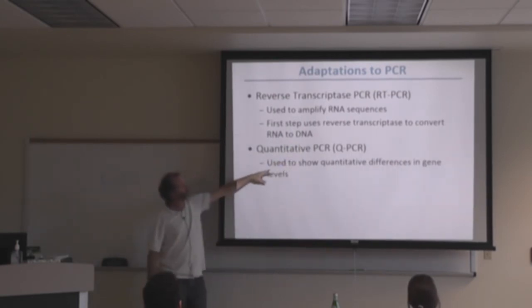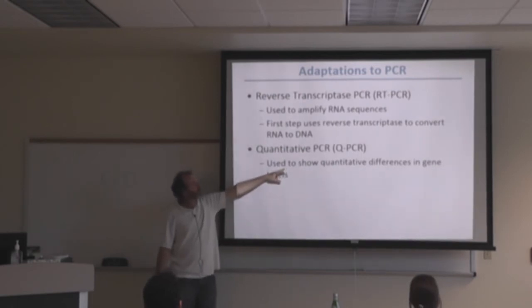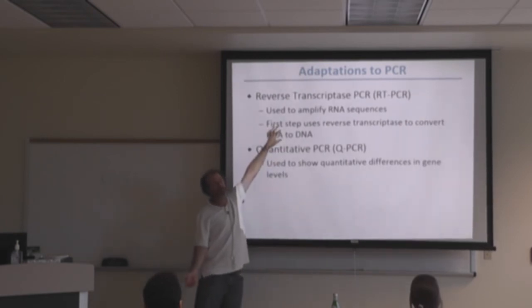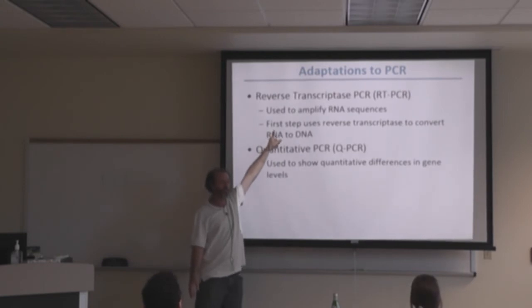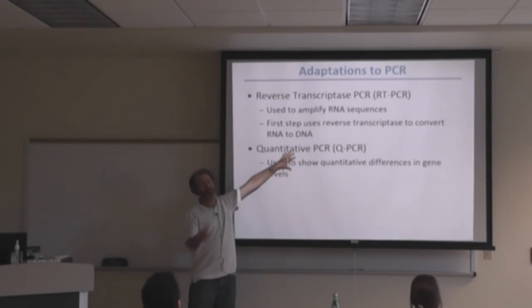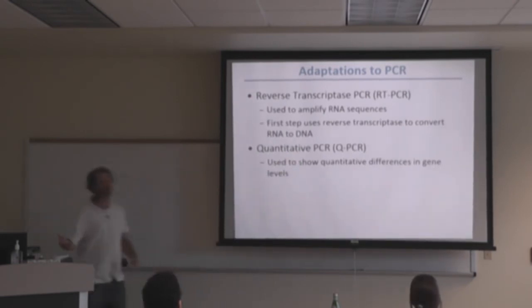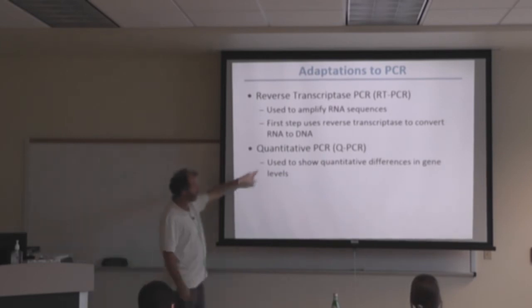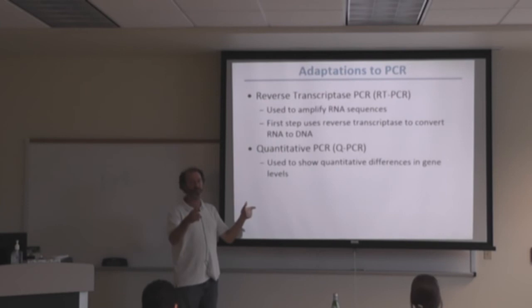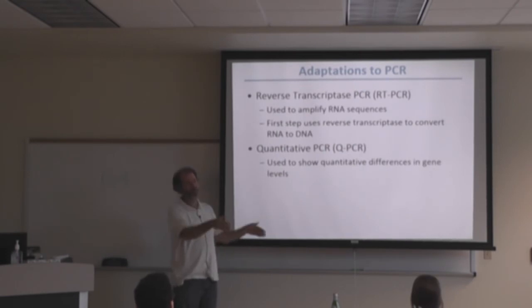Quantitative PCR, qPCR, is used to show quantitative differences in gene levels. A lot of times you'll do RT to copy all the cDNA, then use quantitative PCR on that cDNA to look at different levels of expression of a specific gene. The way qPCR works, it's fluorescent. You have a fluorescent dye that binds to double-stranded DNA in the PCR mix, and as you increase the number of copies, you'll see an increase in fluorescence. If you have a standard of known amount of DNA, you can make a standard curve and calculate the number of molecules in the original sample.